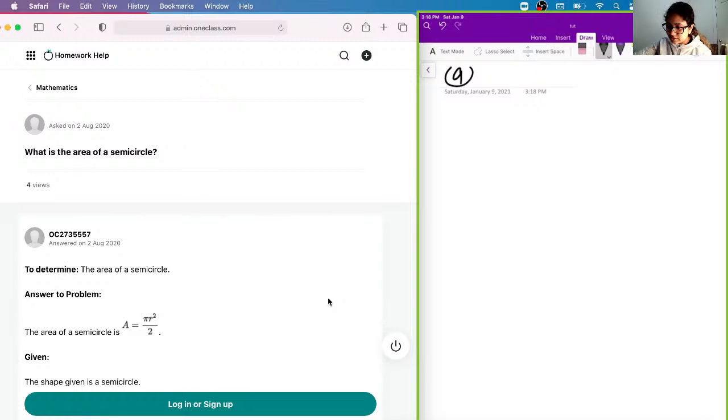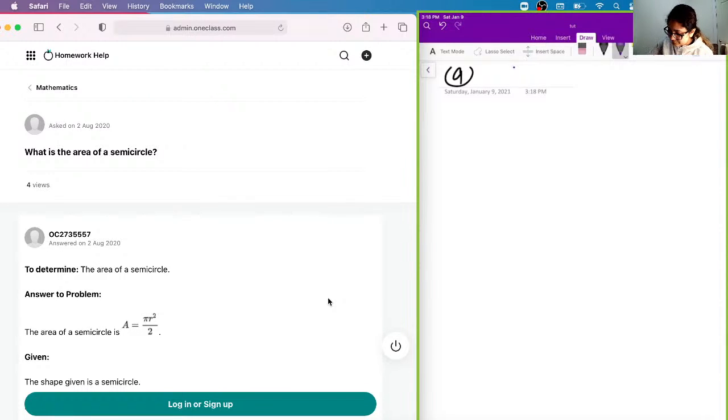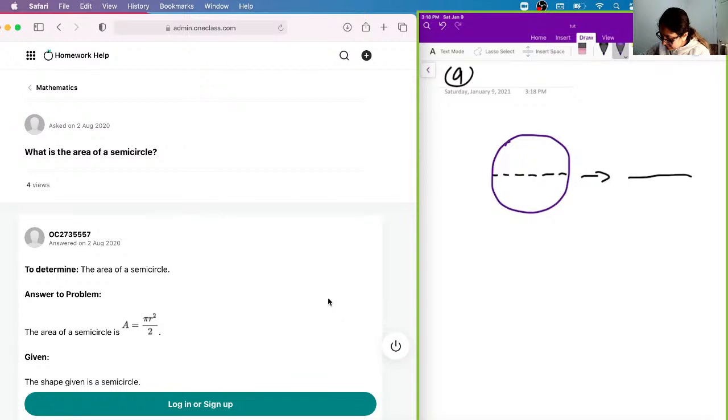Okay, so our next question says, what is the area of a semicircle? Let us draw a semicircle. A semicircle is basically half of a circle. So this is your circle, and your semicircle would be half a circle. So this is our semicircle.